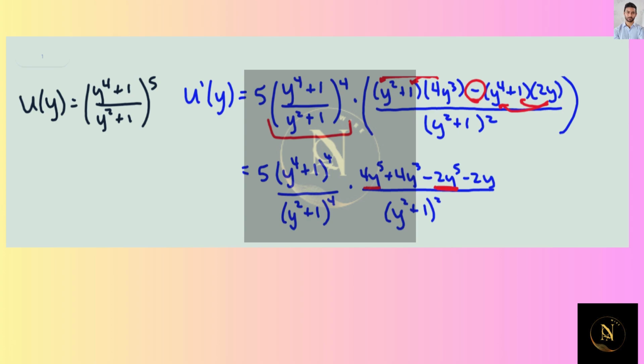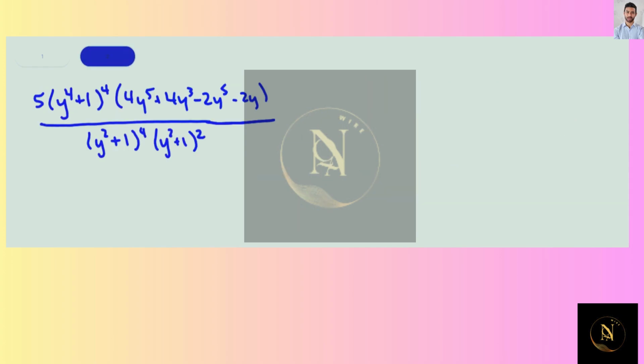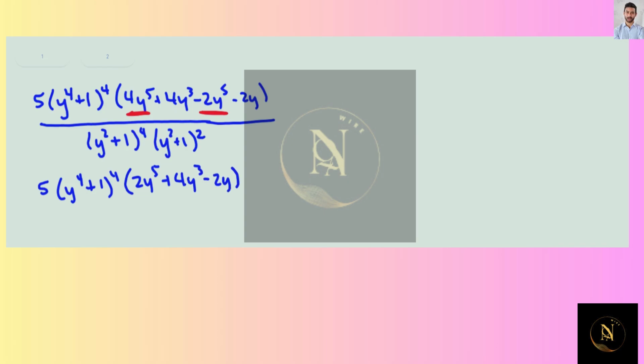And we're going to have to create a little bit more space to work here. All right, so this is what we just saw a moment ago. And what we're doing now is combining the 4y to the fifth minus 2y to the fifth. So now we have 5 times y to the fourth plus 1 to the fourth times 2y to the fifth plus 4y cubed minus 2y over, now let's go ahead while we're rewriting this and combine these into y squared plus 1 to the sixth power.